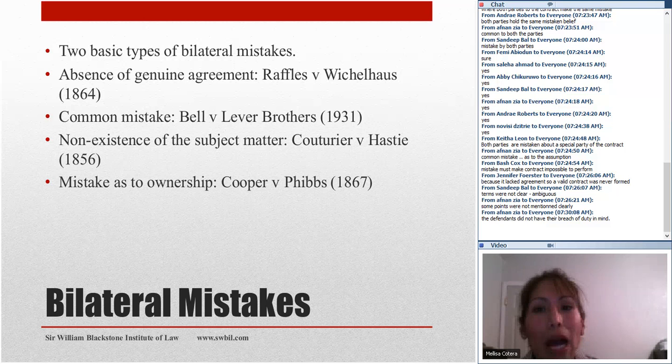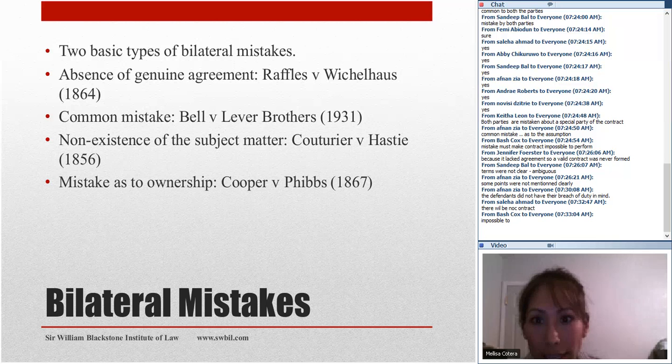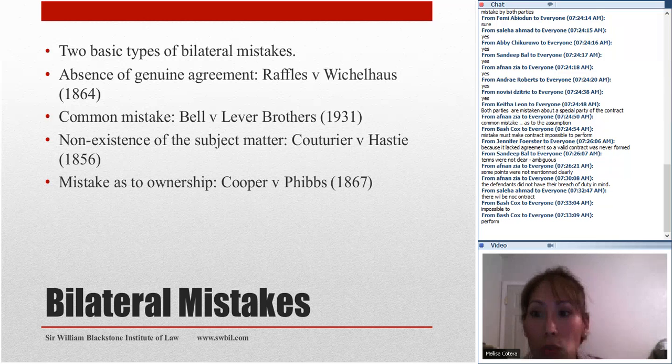So what happens here? Exactly. There will be no contract, because the subject matter doesn't exist, and it is impossible for A to sell the cow. Exactly, thank you. It is impossible for A to sell the cow.